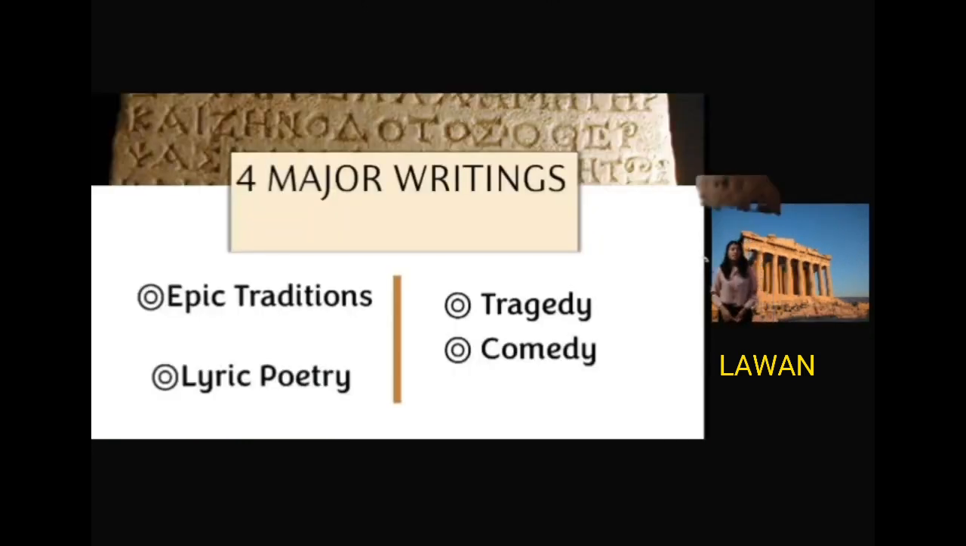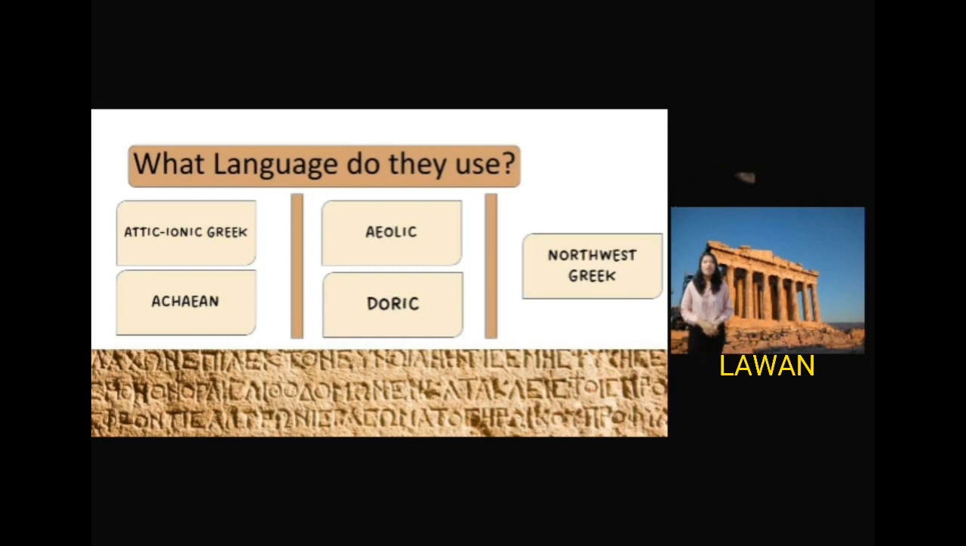Now, there are 4 major writings in ancient Greek literature. These are the epic traditions, lyric poetry, tragedy, and comedy. As for the language, ancient Greek was a pluricentric language divided into many dialects. These dialects can be divided into 5, which are Attic, Ionic, Achaean, Aeolic, Doric, and Northwest Greek. However, the main dialect groups are Attic and Ionic, Aeolic, and Doric.